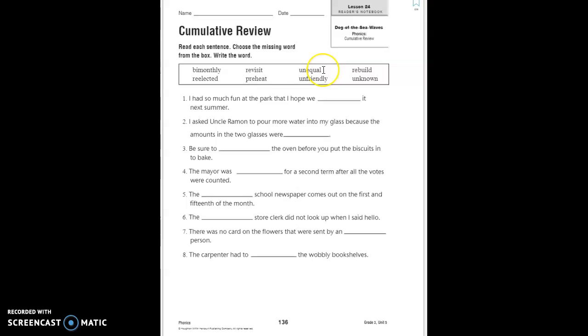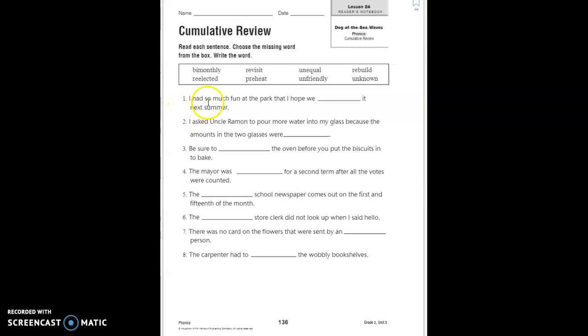Unequal. We know what equal means. It means two things are the same or the same amount. Unequal means not the same. Unfriendly. Well, if you're friendly with someone, if you're unfriendly, it means you're not friendly. And rebuild. If you build something and you rebuild it, that means you do it again. You build it again. And unknown. If we know something and it's unknown, it's not known. Okay, let's take a look at our sentences here.